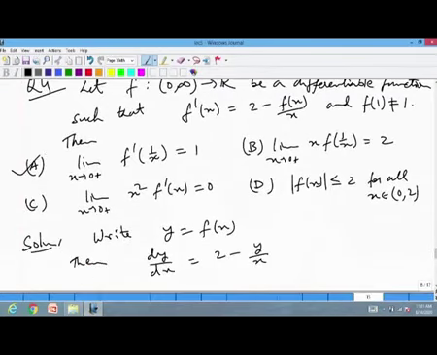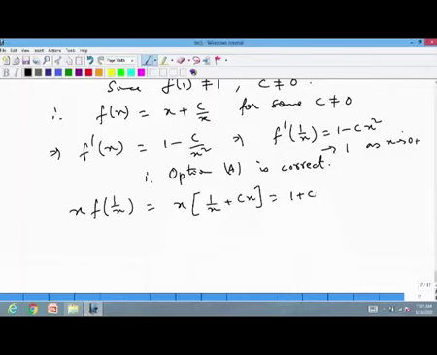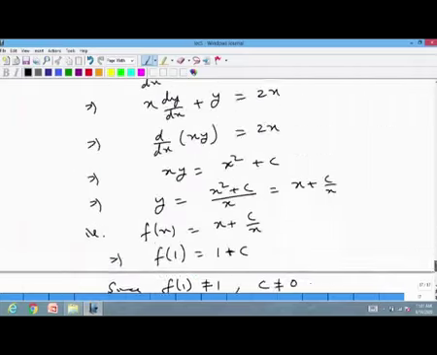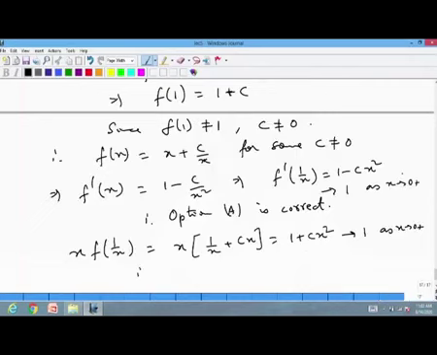Option B is saying limit of x times f of 1 by x. So, let us calculate what is x times f of 1 by x. This will be equal to x times 1 by x plus c x, which is equal to 1 plus c x square. This approaches 1 as x approaches 0 plus. So, option B is saying that this limit is equal to 2. So, this is wrong. So, therefore, B is wrong.